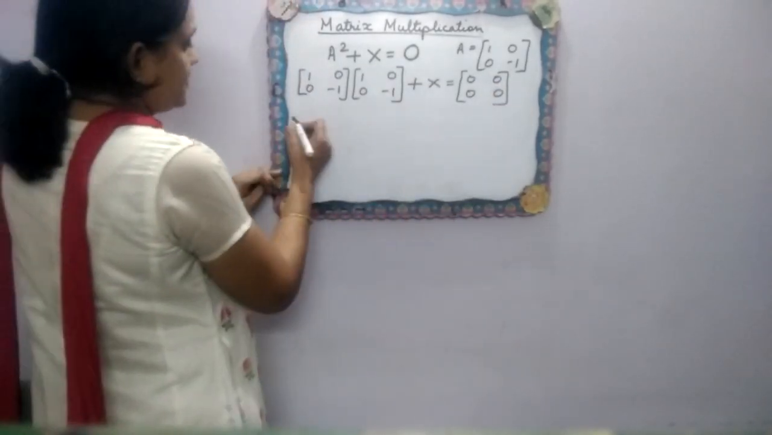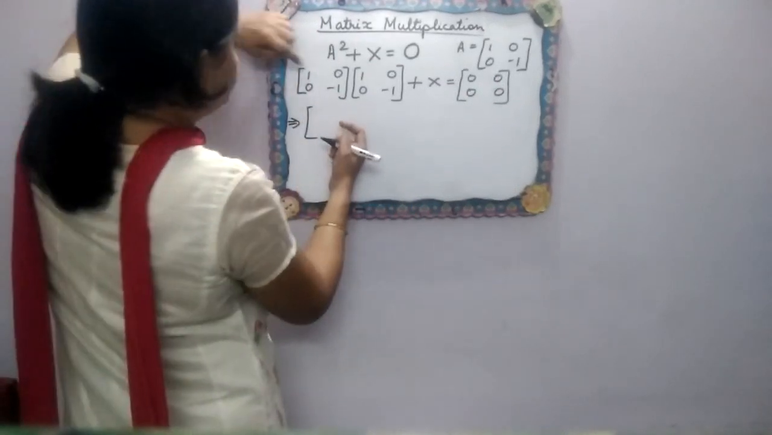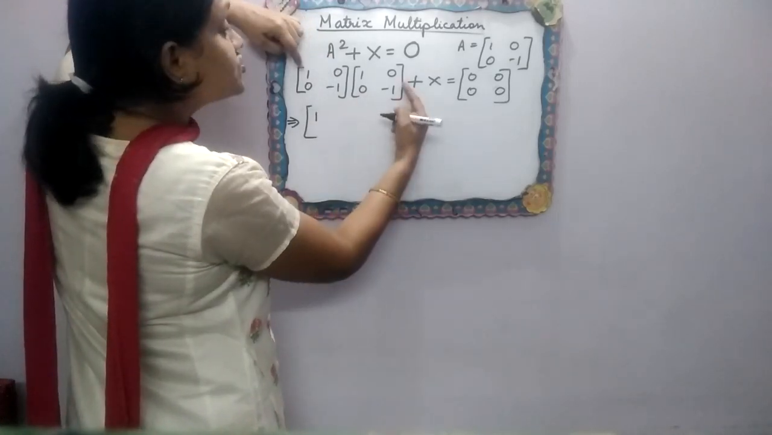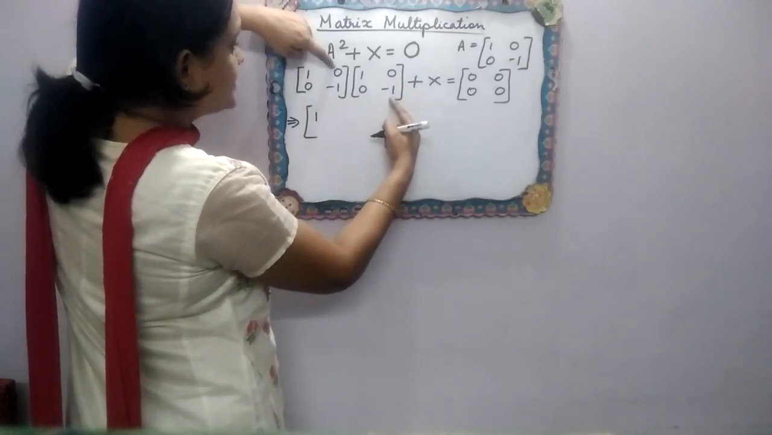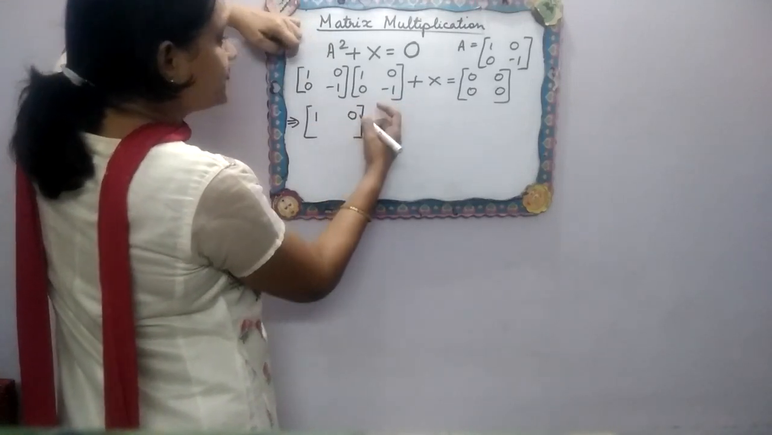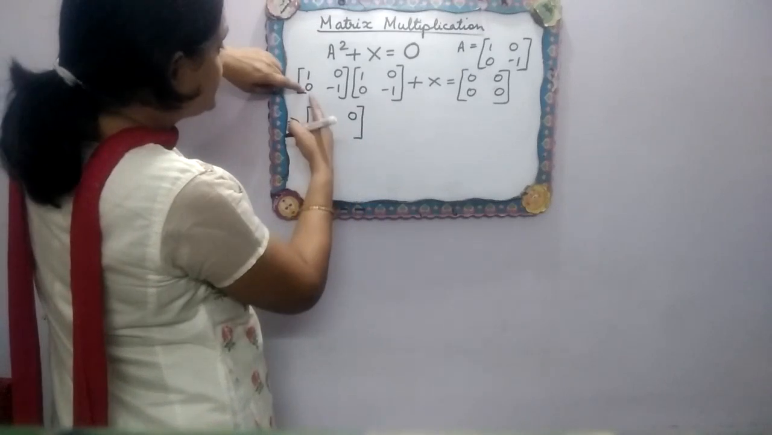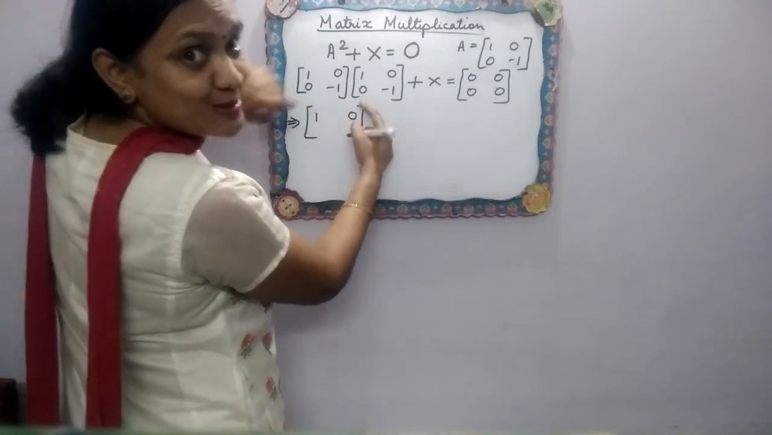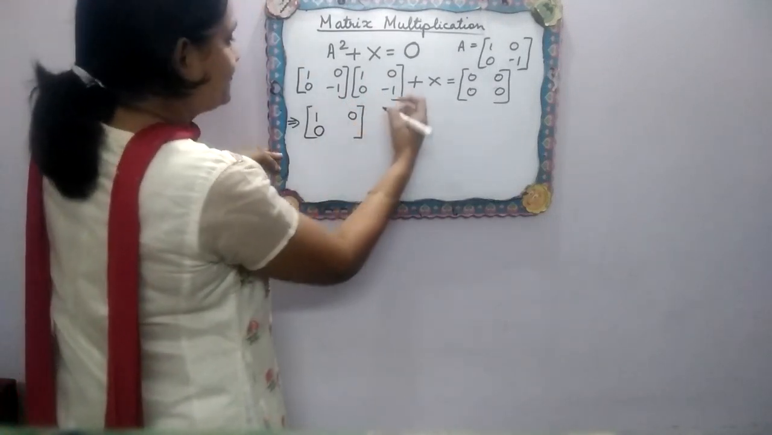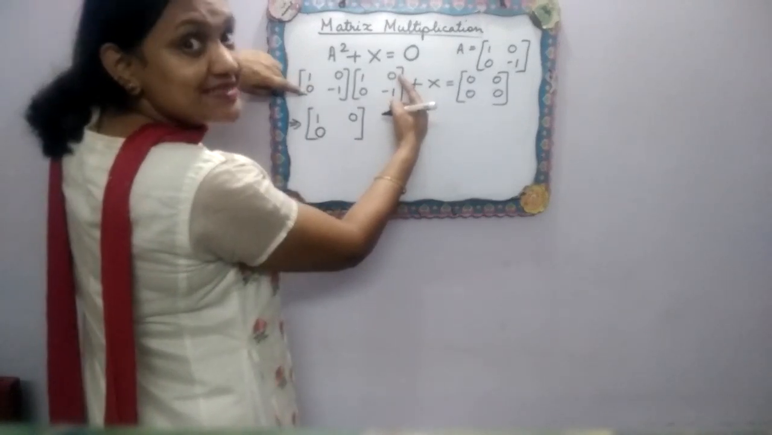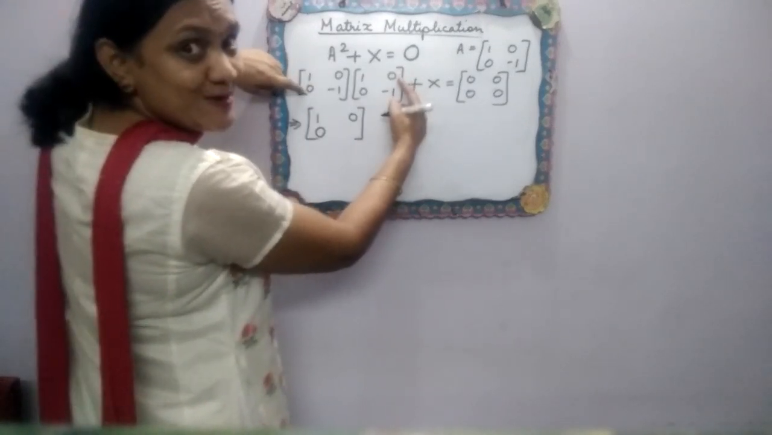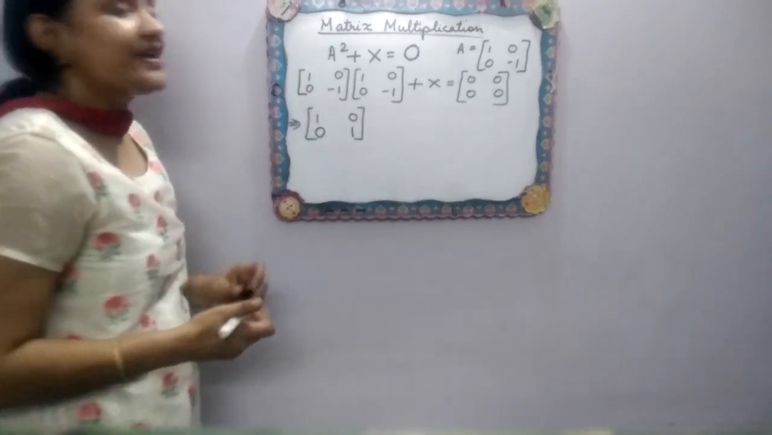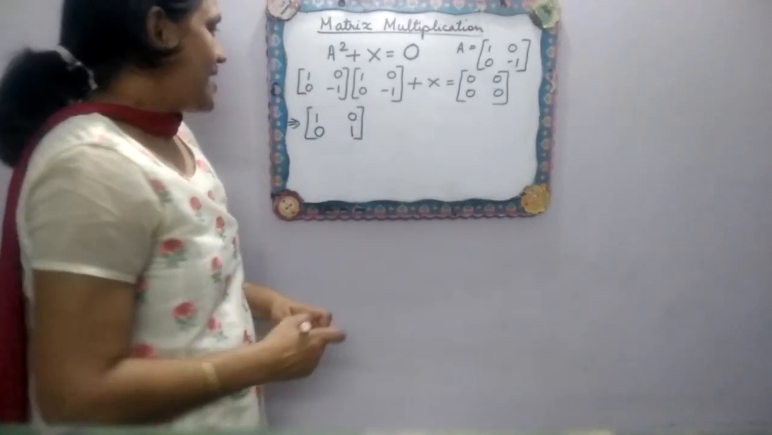Now let's multiply. First row into first column. 1 and 0. 1 plus 0 is 1. First row into second column. 0 and 0. 0 plus 0 is 0. Then second row into first column. 0 into 1 is 0. Minus 1 into 0 is also 0. 0 plus 0 is 0. Now second row into second column. 0 into 0, 0, and minus 1 into minus 1, which is plus 1. So we get 0 plus 1, which is 1.